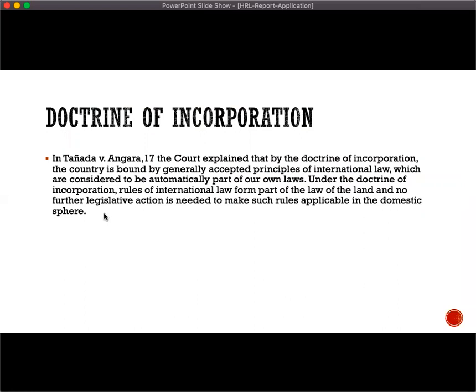So, to give you an idea, there is a case, Tañada versus Angara. This is one of the famous cases that elaborates the doctrine of incorporation. So, to just give you an overview of the facts of the case, it was a petition to nullify the Philippine ratification of the World Trade Organization. And the World Trade Organization opens access to foreign markets, especially its major trading partners.